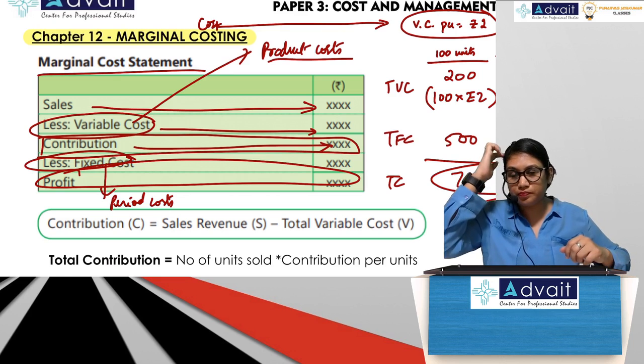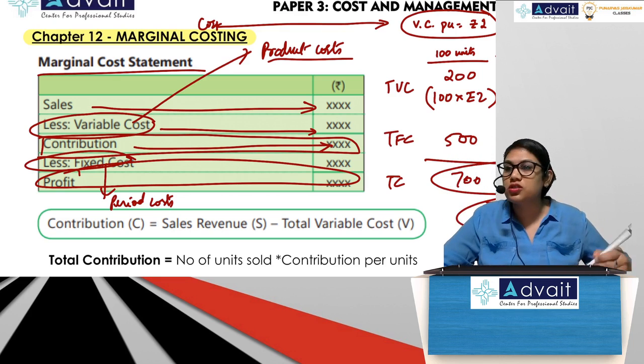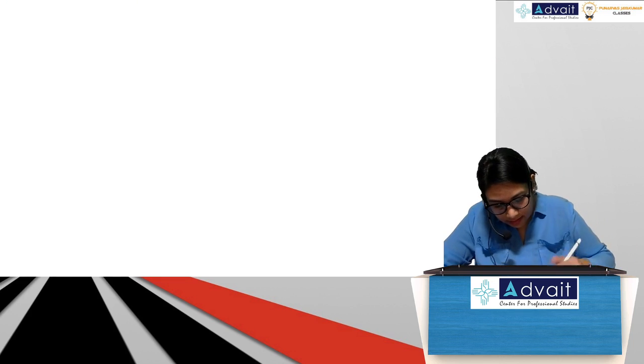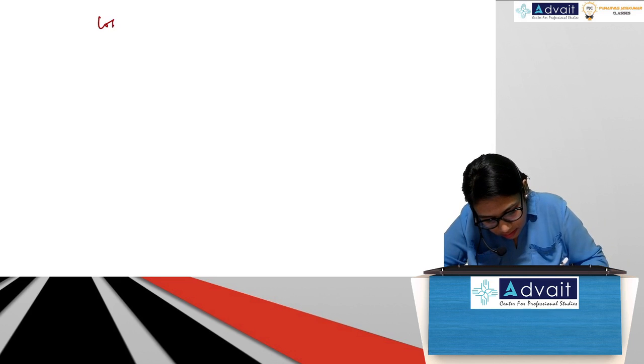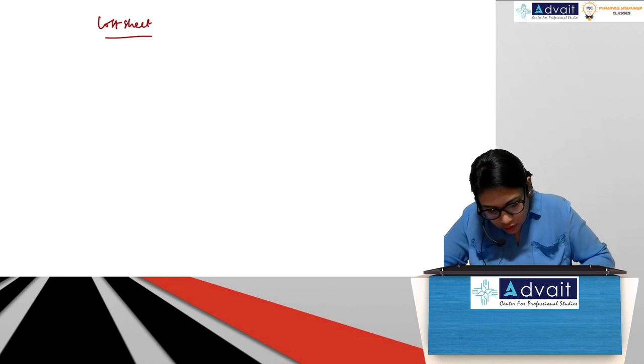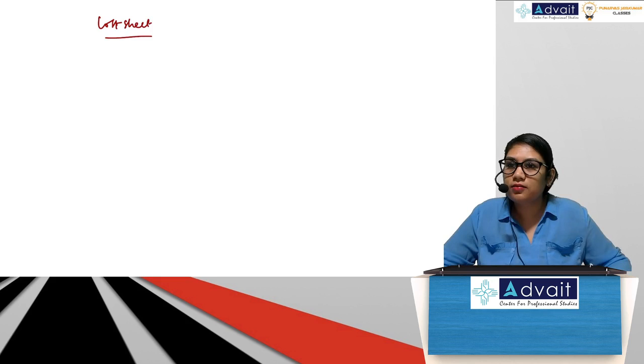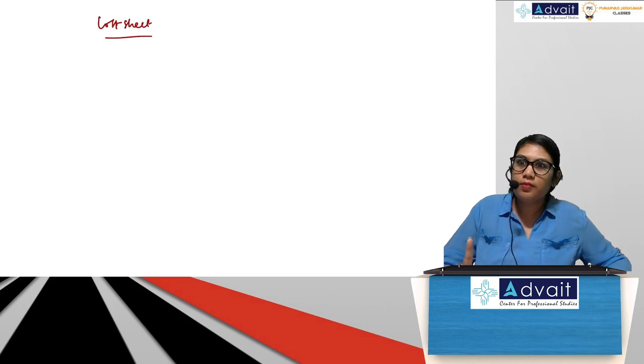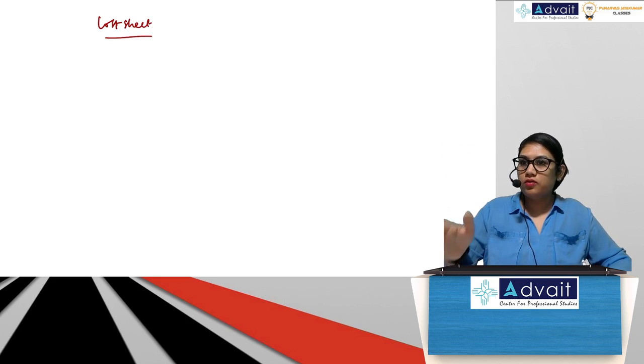So in absorption costing, we did our cost sheet, right? Remember we did our cost sheet? It's too little time to forget it. Cost sheet. Remember, prime cost, factory overheads, factory cost, all of that.